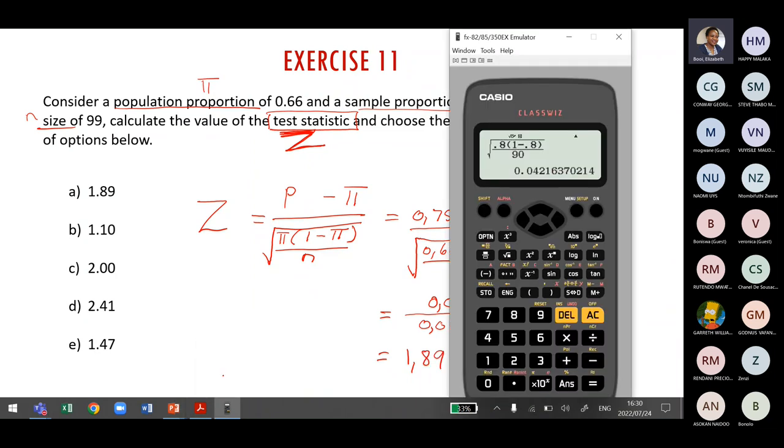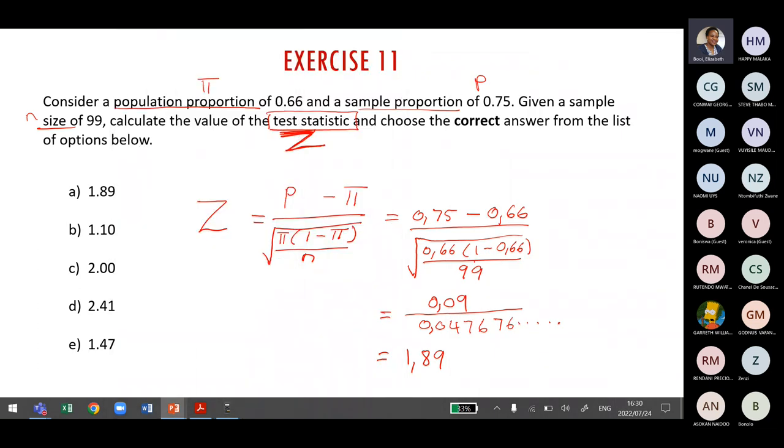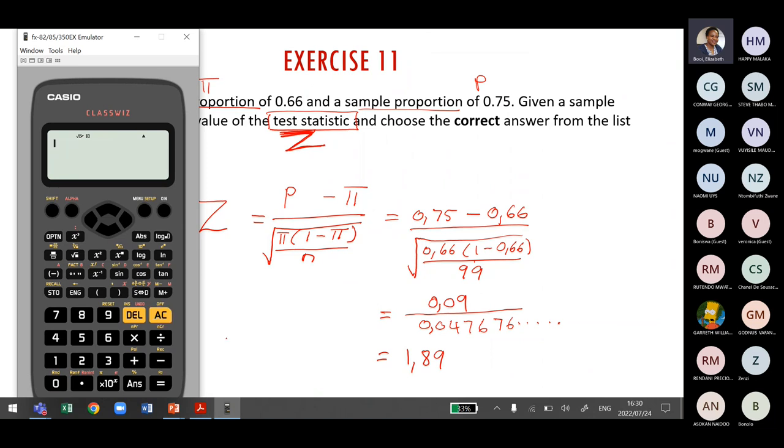So those who are using the Casio, I'm just going to bring it here. If you calculate it manually, you get that. Those who are using Casio should also get the same: 0.75 minus 0.66, divided by the square root, put the fraction, 0.66 times 1 minus 0.66, close bracket, go down, 99, which equals 1.89, which is the same as what they would have, right? So that is 1.89.